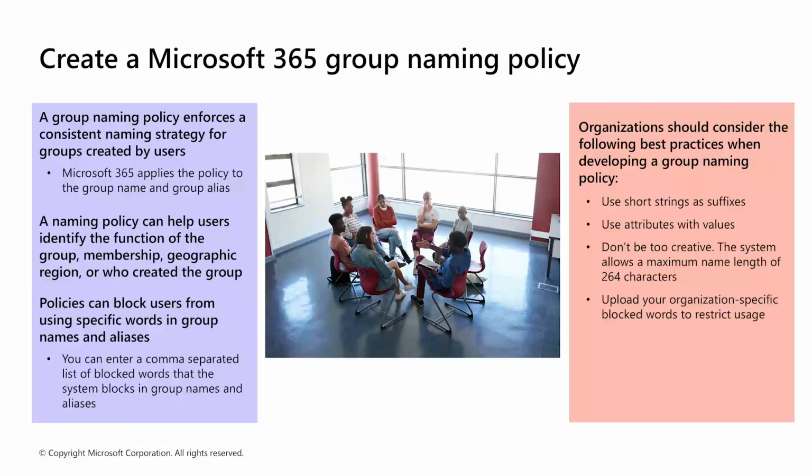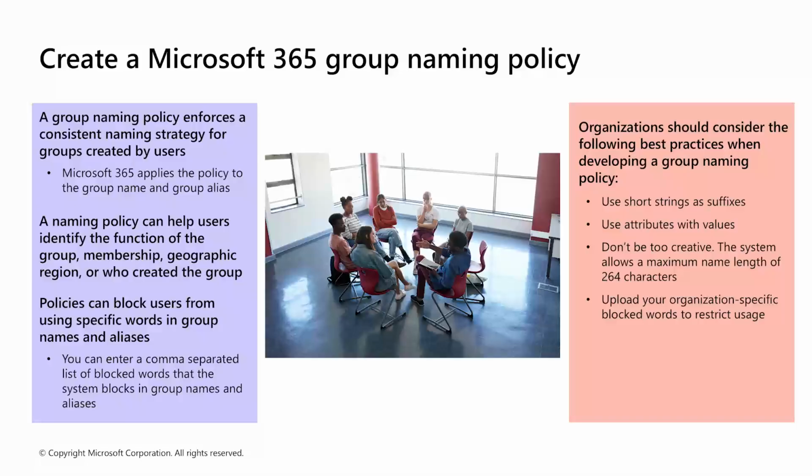The policy is applied automatically when users try to create groups, and they can add prefixes or suffixes accordingly. You can do that. So you can see here, the organization should consider the following best practices: using a short string as a suffix, using attributes with values. Don't be too creative. The system allows a maximum name length of 264 characters.